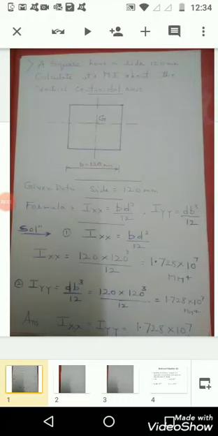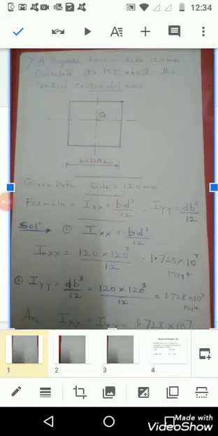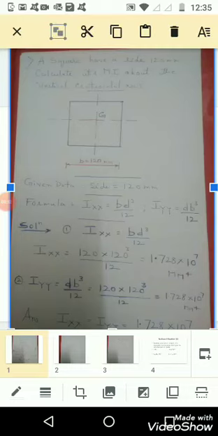We will try to solve numericals as the homework part which we had given in the previous lecture. So the previous lecture problem: a square has a side of 120 mm. Calculate its MI about the vertical centroidal axis. Vertical centroidal axis is Iyy. The side given is 120 mm.